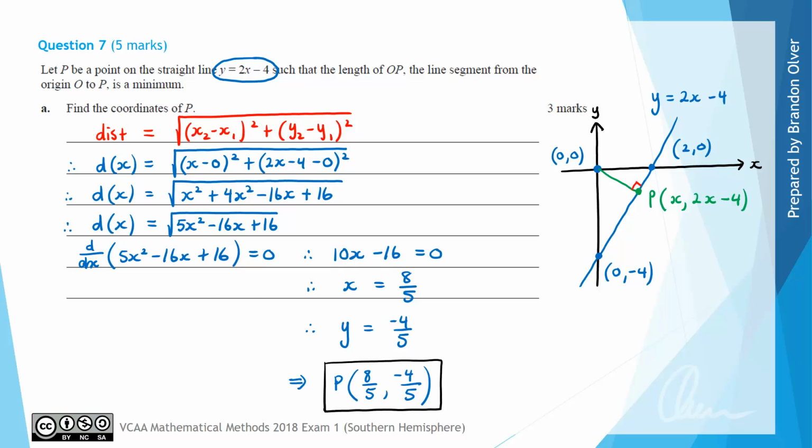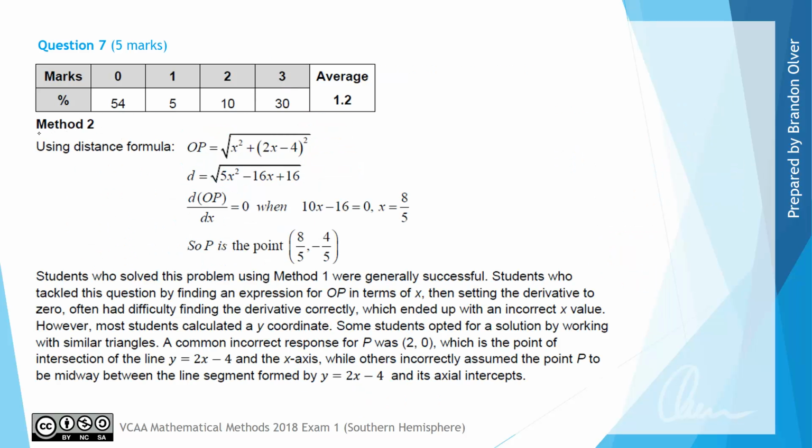So the examiner's report also showed method 2, which used the distance formula, and the examiner's report goes on to state that students who solved the problem using method 1 were generally more successful. Students who tackled the question by finding an expression for OP in terms of x and then setting the derivative equal to 0 often had difficulty finding the derivative correctly, which ended up with an incorrect x value.